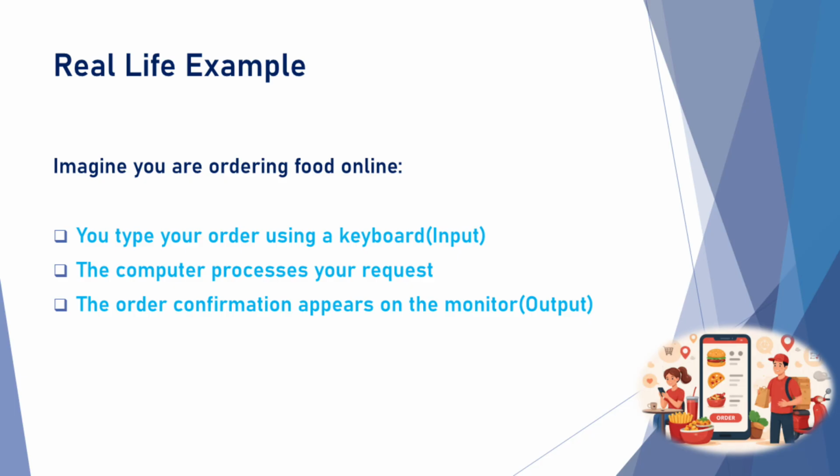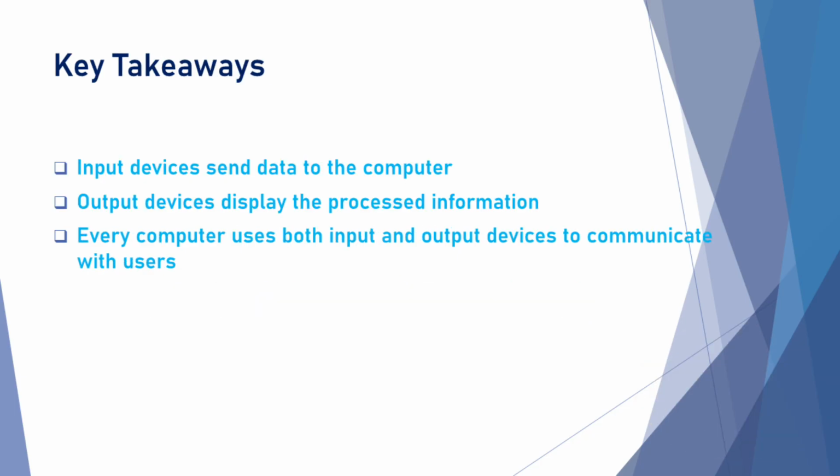The same cycle happens whenever you search on Google, watch YouTube, play games, or type a document. This is the same process, always input, processing, and then output. So now let's quickly revise what we have learned today. An input device sends data to the computer. An output device displays the processed information. The computer always follows this cycle, right?